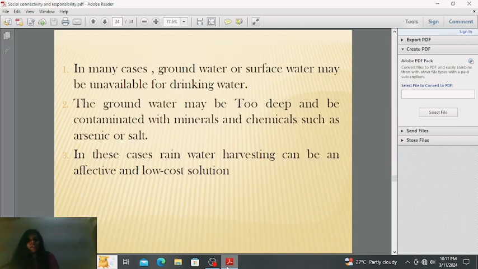There are many cases where groundwater or surface water may be unfit for drinking, where the groundwater may be too deep or contaminated with minerals and chemicals such as arsenic or salt. In these cases, rainwater harvesting can be an effective, low cost solution.